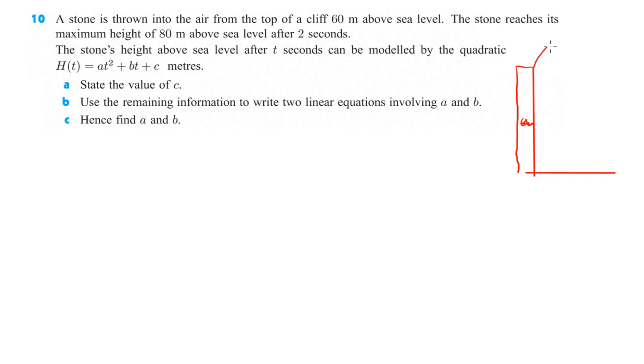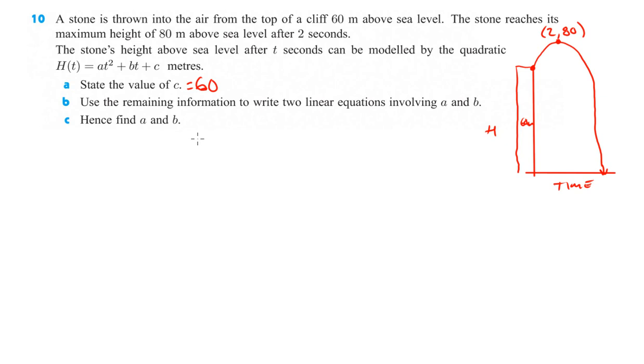Throws a stone off the top of the cliff. And again, this is not necessarily the path of the rock, but this is time and this is height. We know that at 2 seconds it's at 80 meters above sea level. The stone's height above sea level after 2 seconds could be modeled by this here. State the value of c. So c is our y-intercept, so c has to be 60. Use the remaining information to write 2 linear equations involving a and b, and then find a and b.